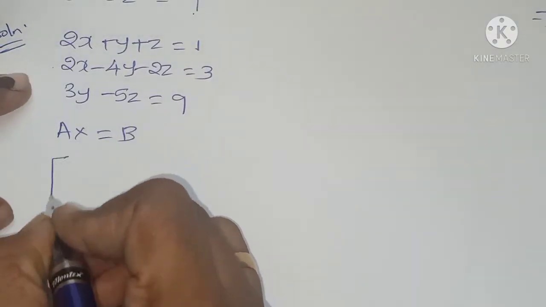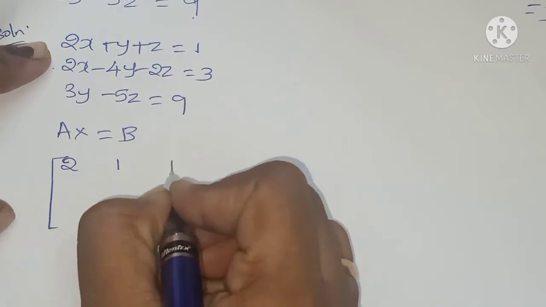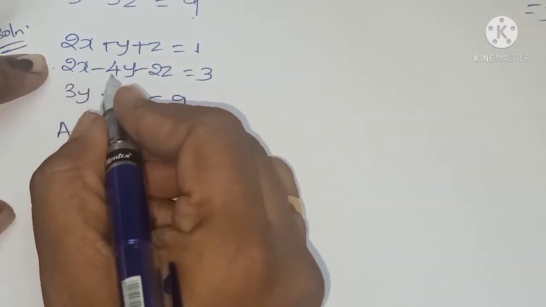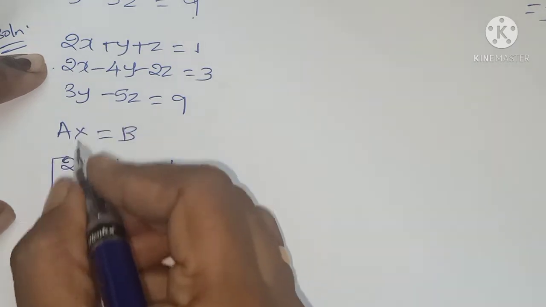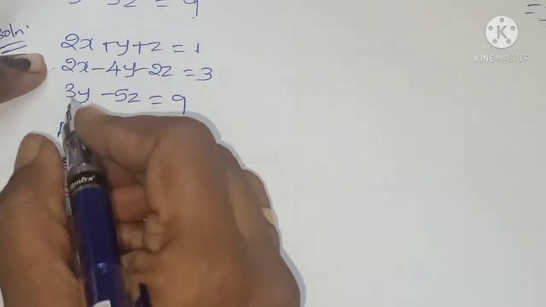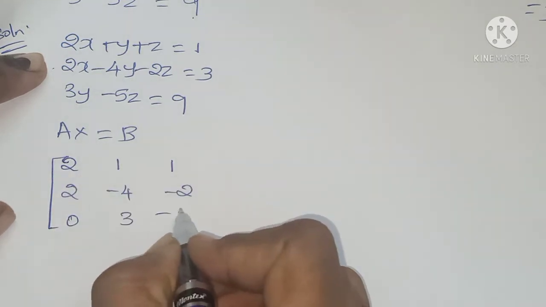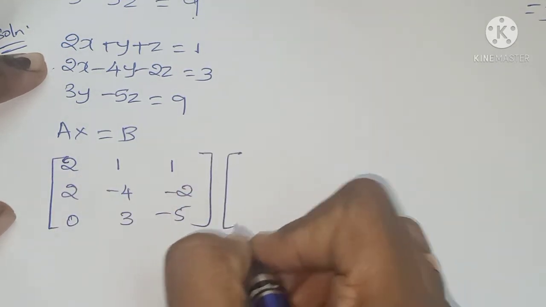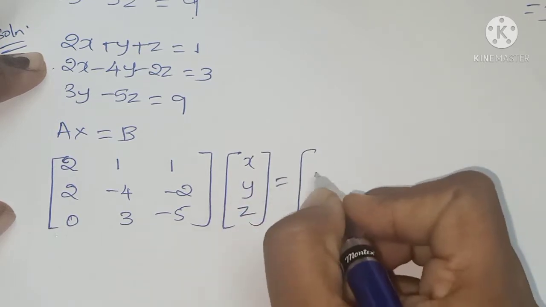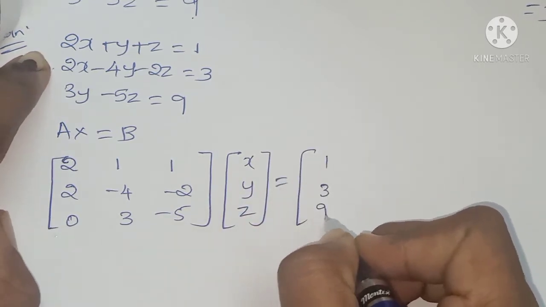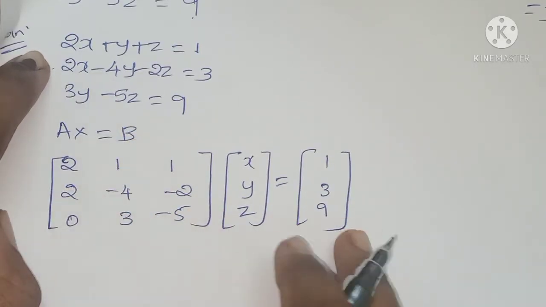So AX. So what is A? A value is 2, 1, 1. Here the coefficients are 2, minus 4, minus 2. Here the x coefficient is 0, that is, there is no x, so we are substituting 0. Then 3, minus 5. X value will be x, y, z equal to B. B value is 1, 3, 9. Is it clear? AX is equal to B.